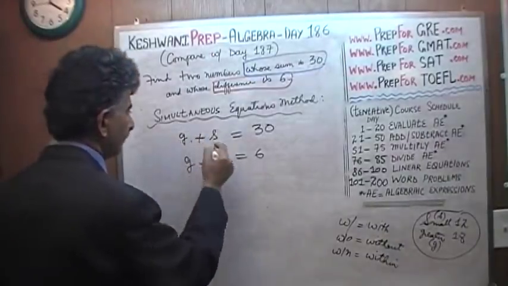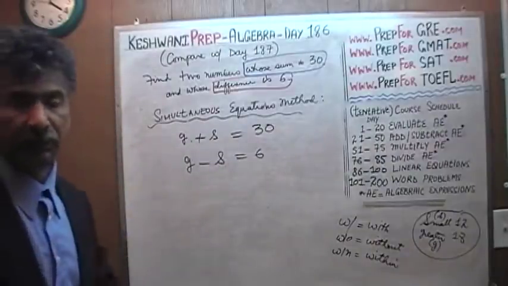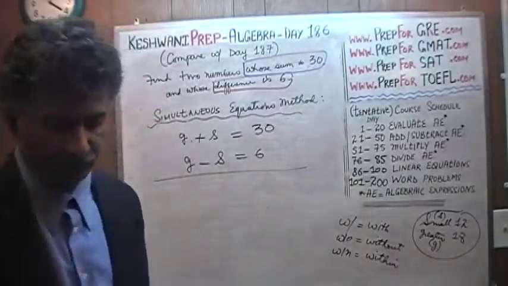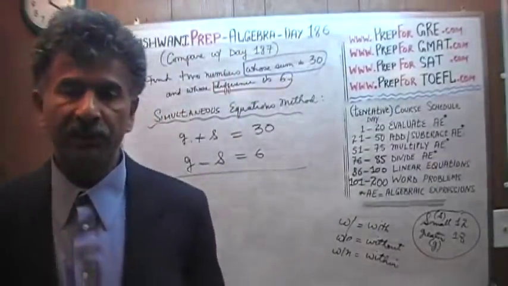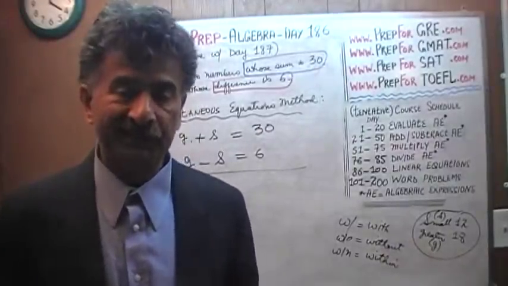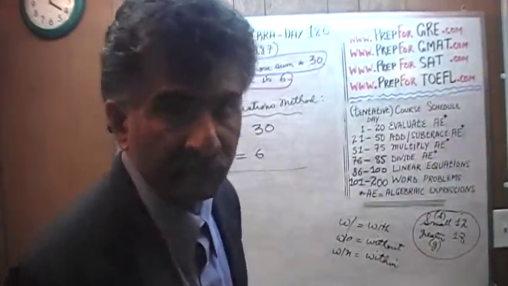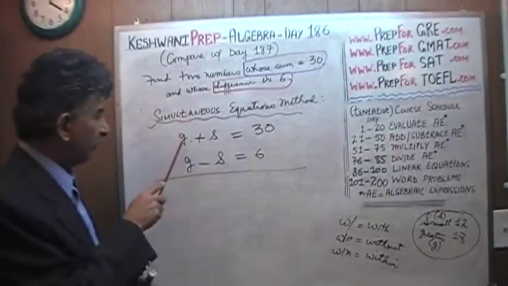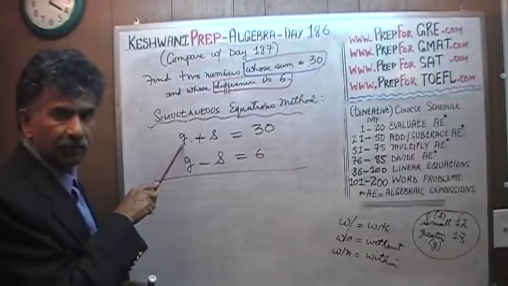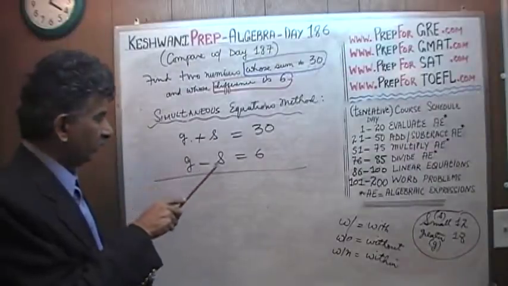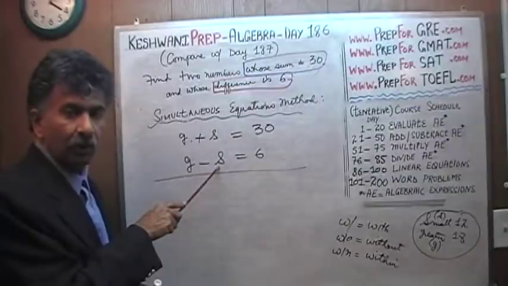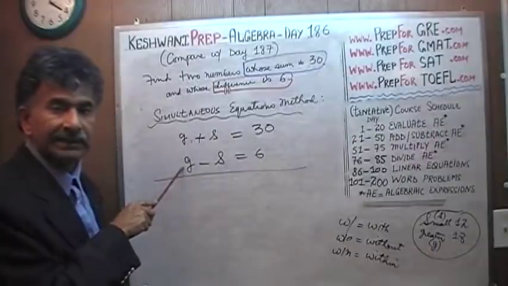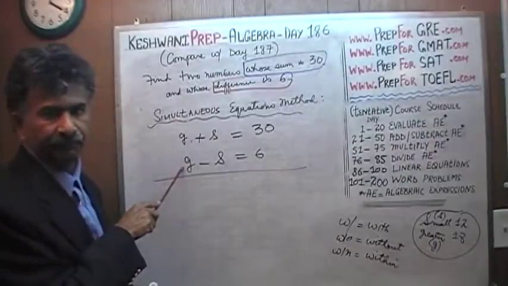So the greater number plus the smaller number is 30. It's the same thing. Whether we write G plus S or S plus G is the same thing. Now we have our two equations. Why are these two equations called simultaneous equations? Listen carefully. They're called simultaneous equations because whatever value we claim for G, and whatever value we claim for S, will have to satisfy this equation and this equation at the same time, simultaneously.